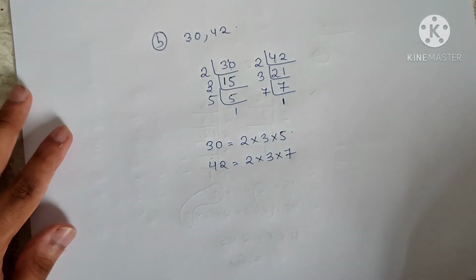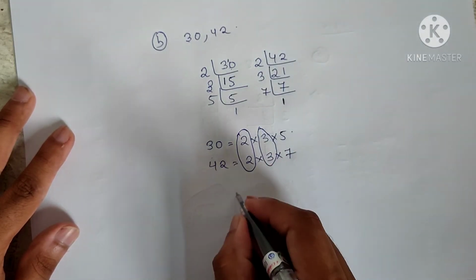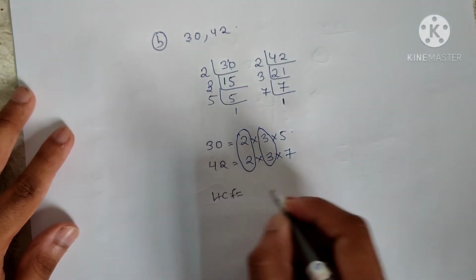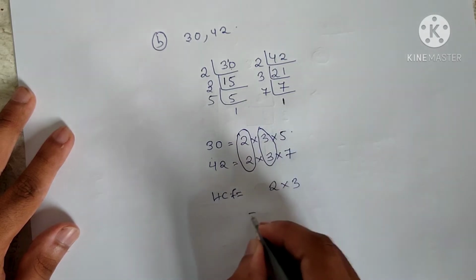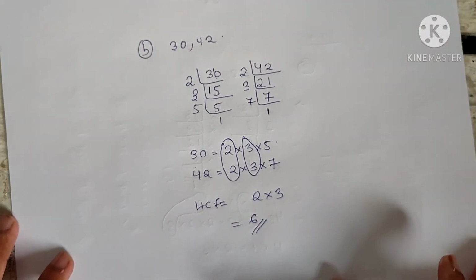So what is the common factor between them? If you see, 2 is common and also 3 is common. 5 and 7 are not common. So what is the final HCF? 2 into 3 will give you 6. So here also our answer is 6. In this way you are going to find the HCF.